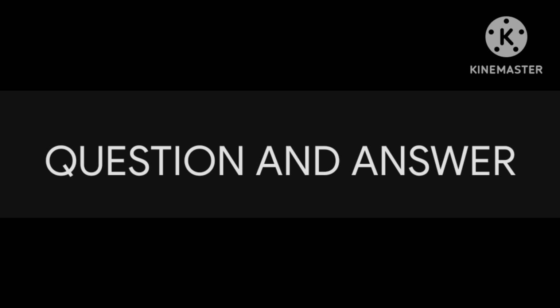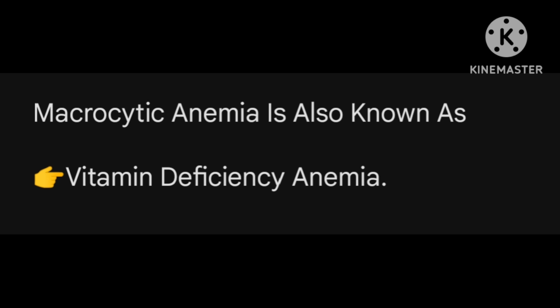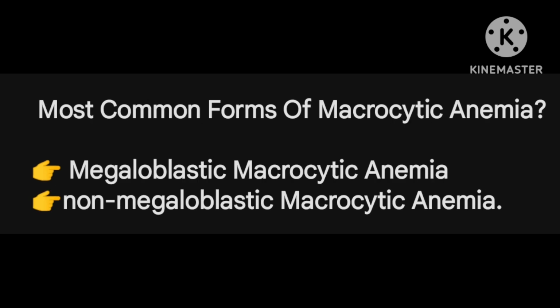Today's first question. Macrocytic anemia is known as vitamin deficiency anemia. What are the most common forms of macrocytic anemia? The two most common forms of macrocytic anemia are megaloblastic macrocytic anemia and non-megaloblastic macrocytic anemia.